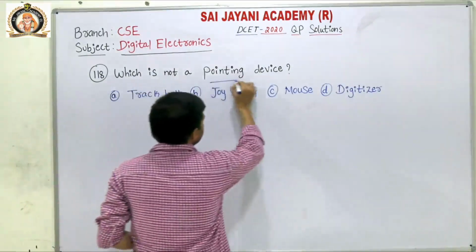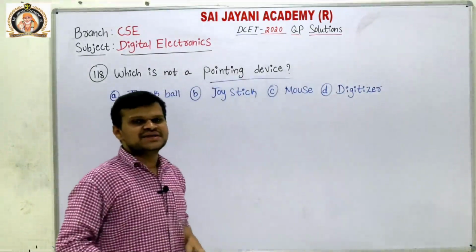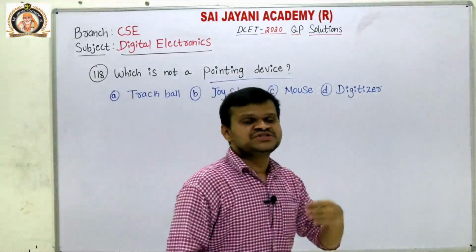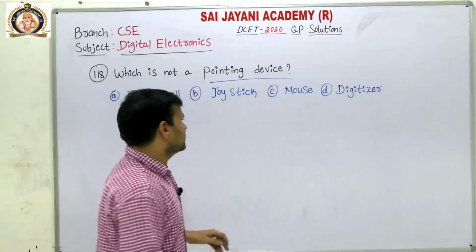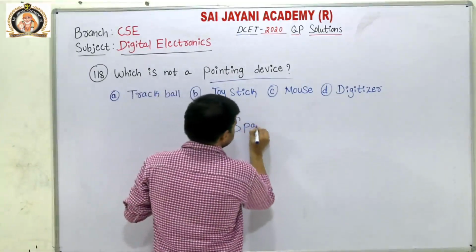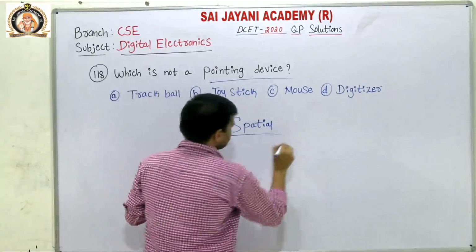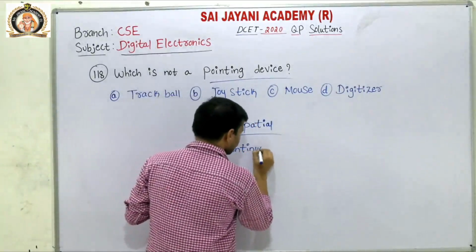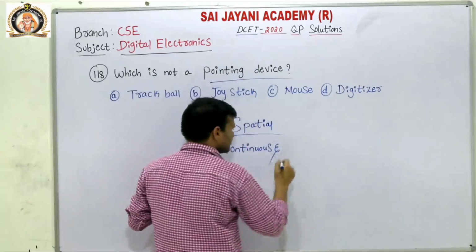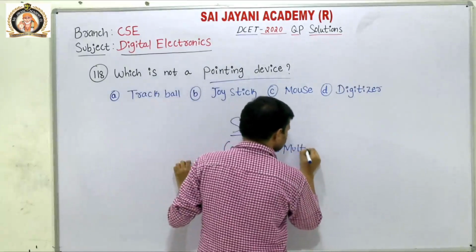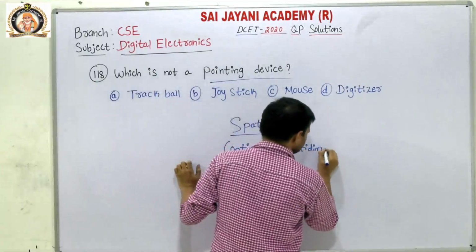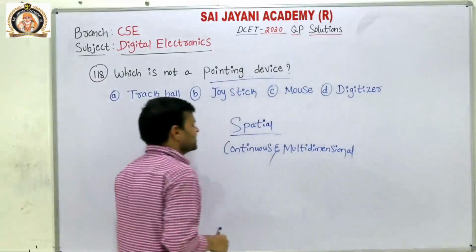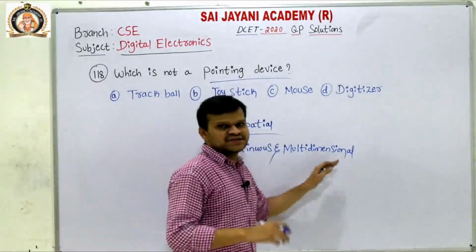What is meant by pointing device? A pointing device is an input interface that allows the user to input spatial data to the computer. Here, what is meant by spatial? Spatial means continuous as well as multidimensional. The spatial data represents continuous and multidimensional.